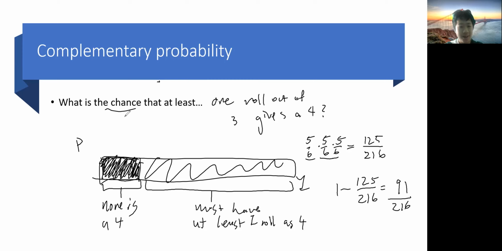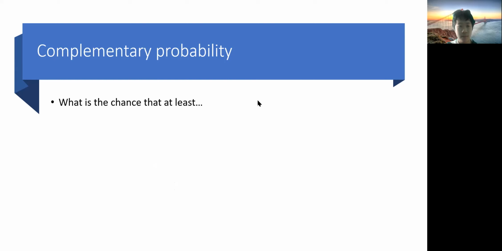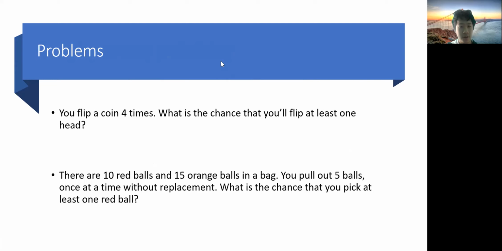Okay, do you guys get the idea then? So basically, if we have a problem where it says, what's the chance that at least something, then you find the probability that none of it is true, which is here, and you subtract that from 1 to get the actual answer. These are all problems where we can use complementary probability.